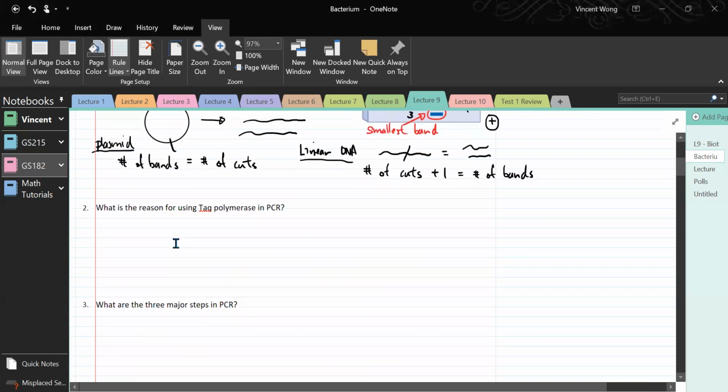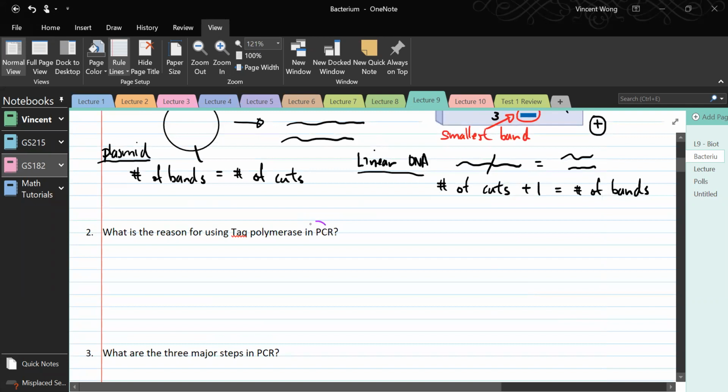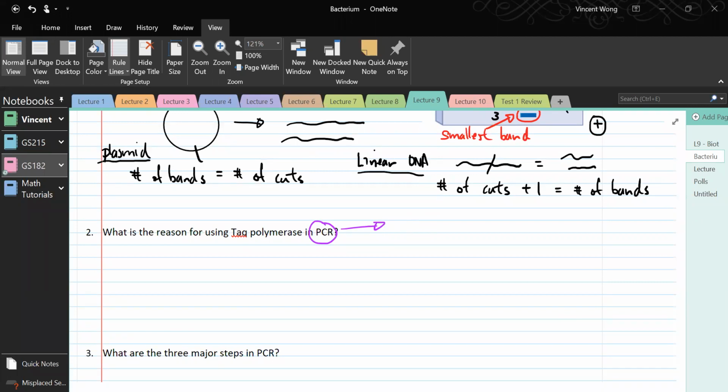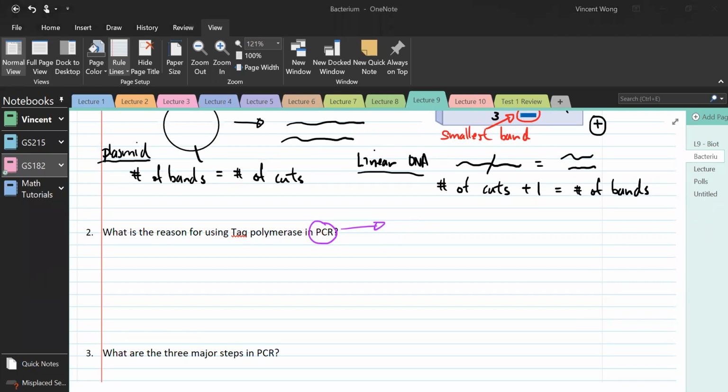What is the reason for using Taq polymerase in PCR? Just very quickly, PCR is a polymerase chain reaction. Okay. So can someone tell me what is the purpose of PCR? What do we use it for? Right, you hear PCR all the time nowadays, right? Like on the news, right? The PCR test for the COVID, right? Okay, so this is polymerase chain reaction.